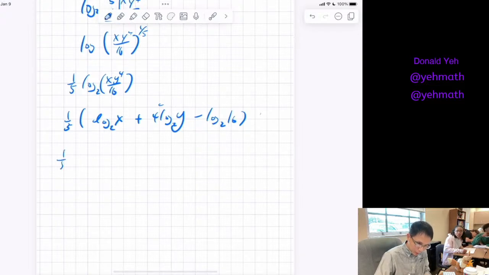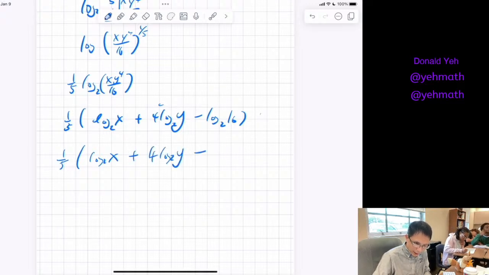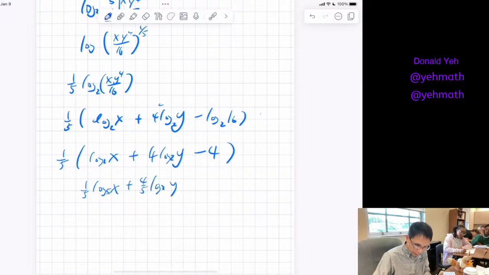So that is going to be 1/5 log base 2 of x plus 4 log base 2 of y minus 4. And then you can distribute. So 1/5 log base 2 of x plus 4/5 log base 2 of y minus 4/5.